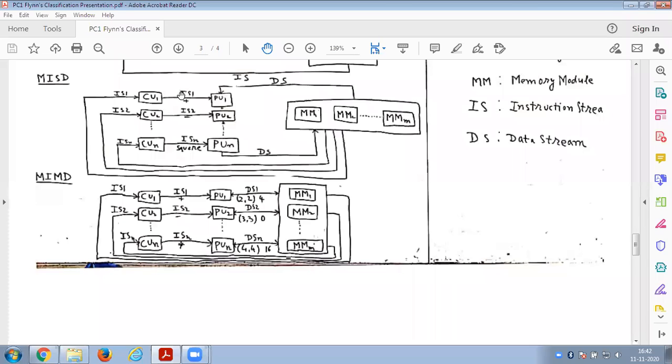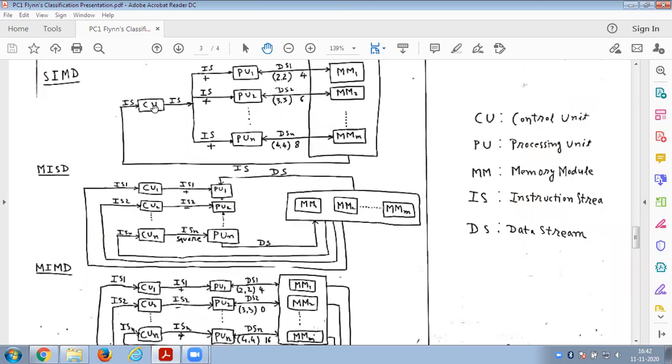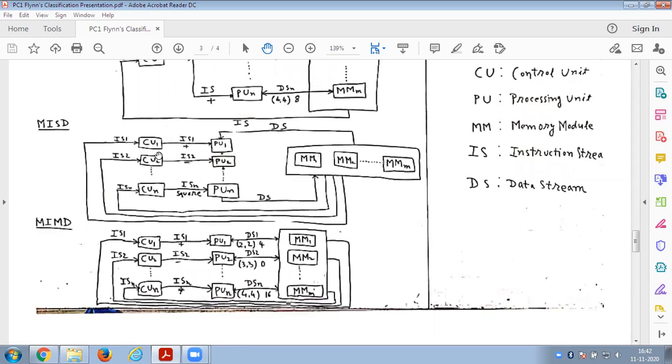Then all are decoding. Control unit 1 is decoding and is giving IS1, that means, for example, plus, to the processing unit. Control unit 2 is giving IS2, that means the second instruction is streamed to processing unit 2. Control unit N is giving ISN to processing unit N, because there are multiple control units and multiple processing units. In SIMD, there was one control unit, multiple processing units. In MISD and MIMD also, there are multiple control units and multiple processing units, you can see.